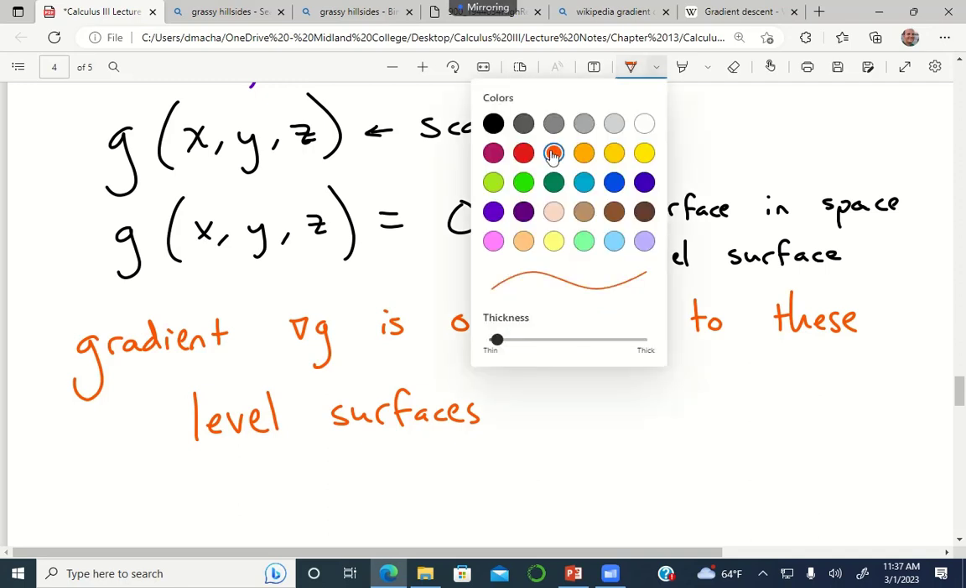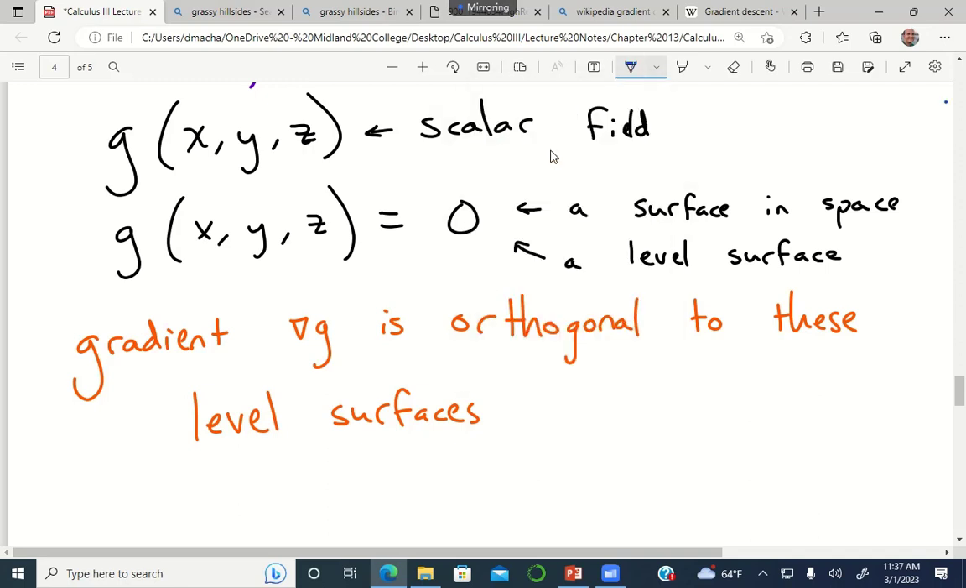So as an easy example to help you see it, if I have the function g, and it's a function of 3 variables, it's the function x squared plus y squared plus z squared. That means you choose a point in space, x, y, z, and I'll tell you the value of the scalar field at that point in space. That makes sense?